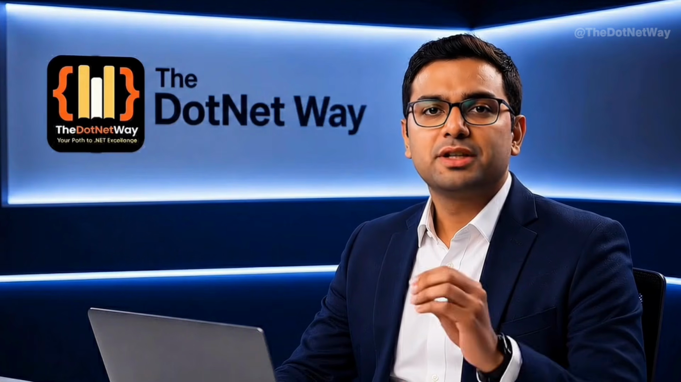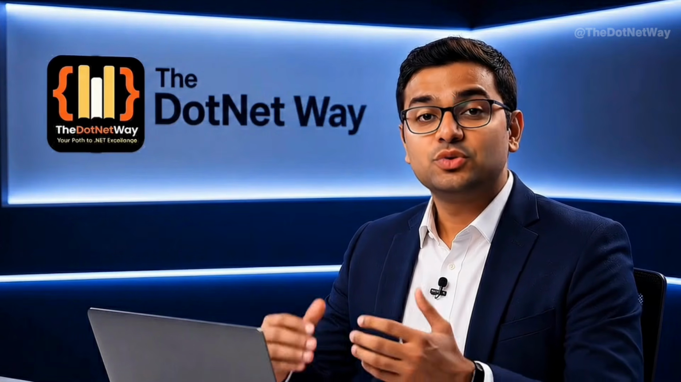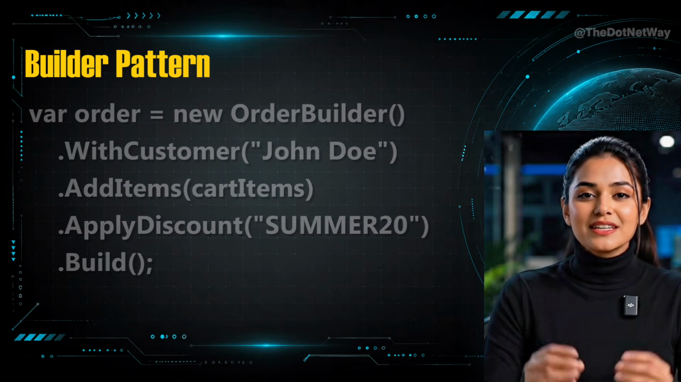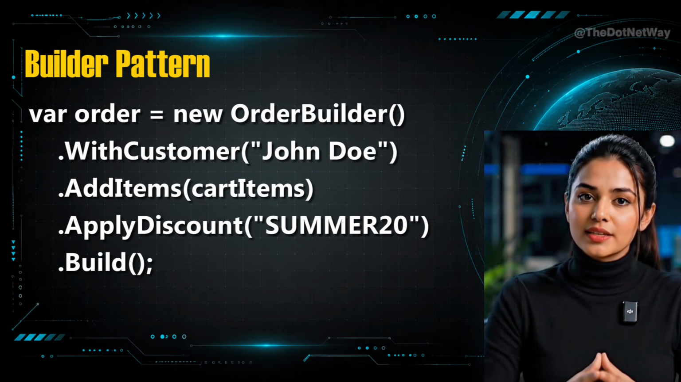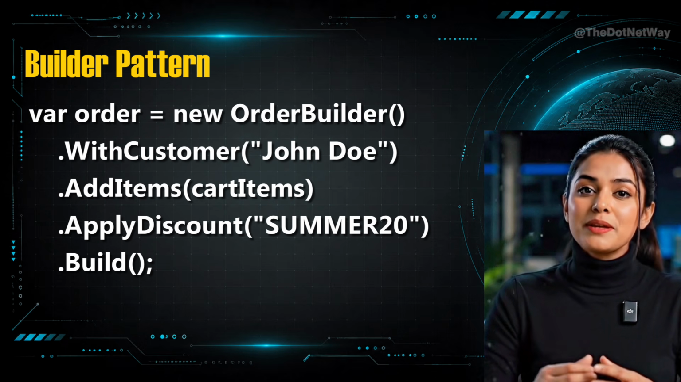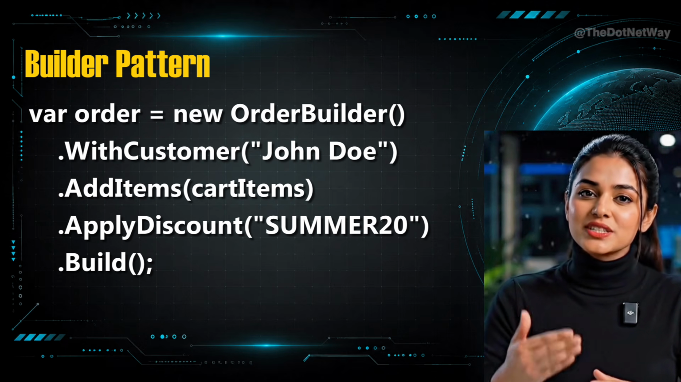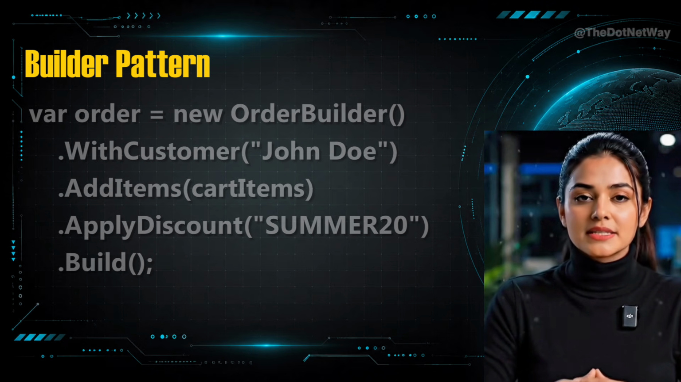Let's talk about constructing complex objects. Have you used the builder pattern? Absolutely. The builder pattern separates the construction of a complex object from its representation. In .NET Core, we see this everywhere with Fluent APIs. Instead of a constructor with 15 parameters, we chain methods together like this. It makes the code incredibly readable and ensures the object is built in a valid state, step by step.